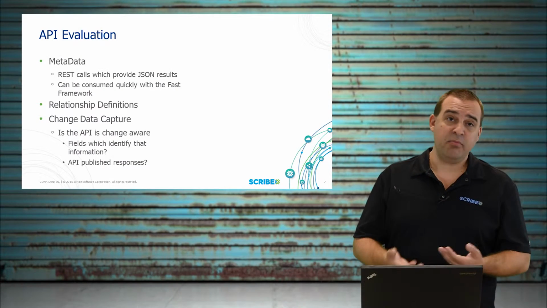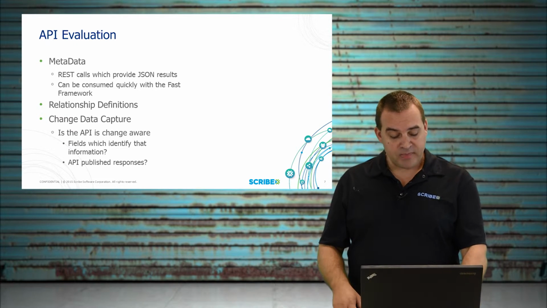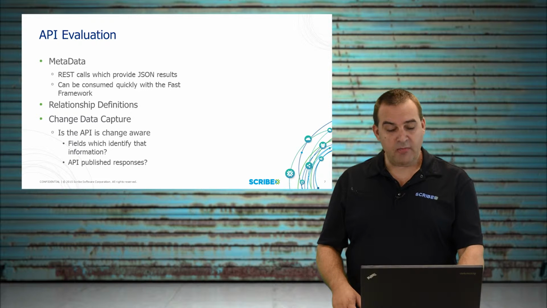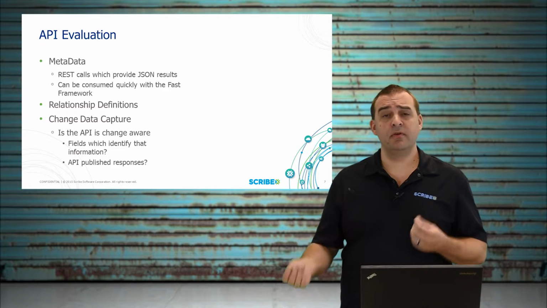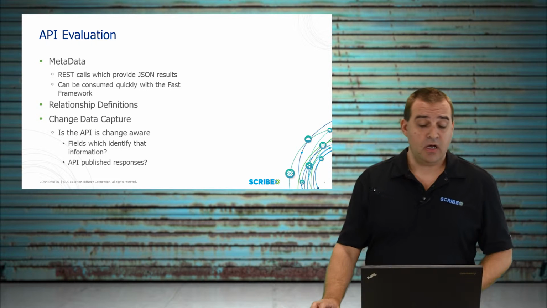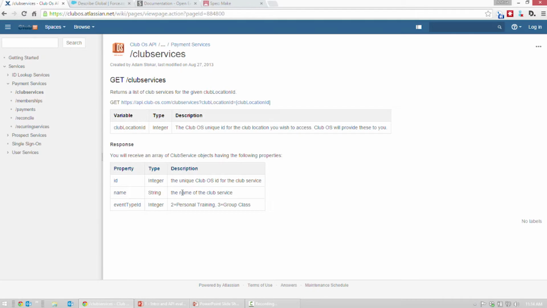So is the API change aware? And how do we know that? And if it's not change aware, what can we do about it? Can we filter on certain fields? So what makes an API change aware? We'll go back to Salesforce and we'll take a look.